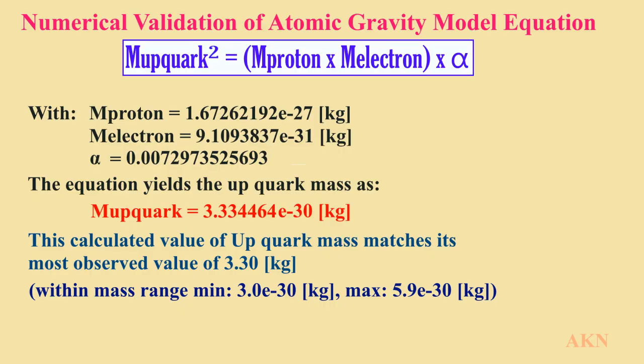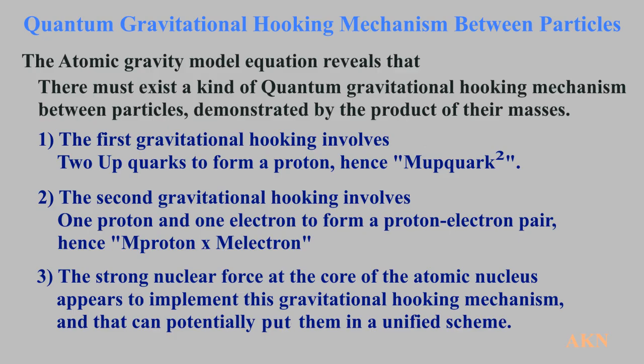The atomic gravity model equation can be verified via the present calculation using the masses of the proton, the electron, and the fine structure constant. The obtained mass of the Up Quark matches its most frequently observed value. The equation reveals that there must exist a kind of quantum gravitational hooking mechanism between particles, demonstrated by the product of their masses.